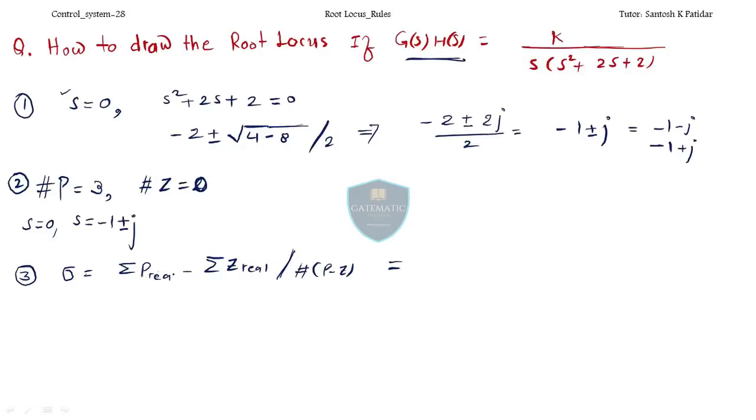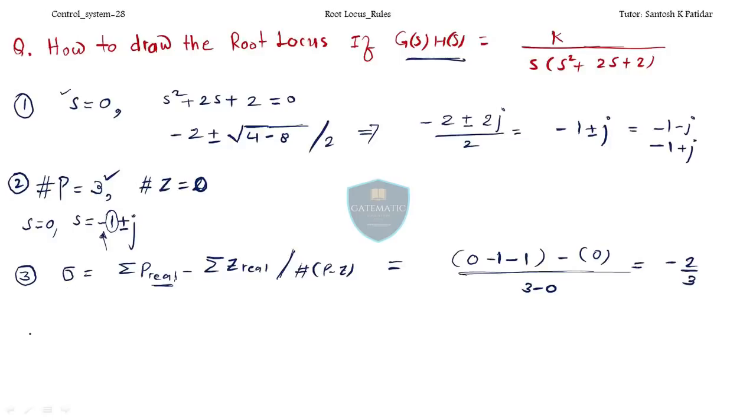For the summation of poles, I have to consider the real part only. So 0, then minus 1, don't consider this plus j, only the real part. It doesn't mean you remove the complex poles, but you take the real part of the given poles, and the other one is minus 1 again. Minus, you don't have any zero over here, that is 0. Are you getting it? So the number of poles minus zeros is 3 minus 0, so you have minus 2 by 3. Is it clear to you? So I have found this centroid sigma.